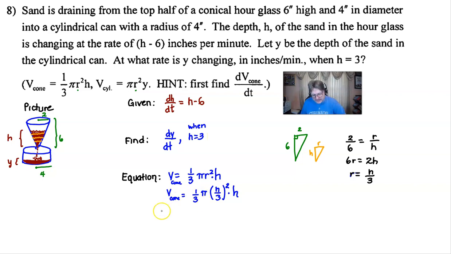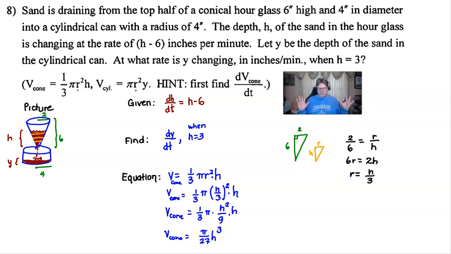And in order to take the derivative of this cone, we want to do it as easily as possible. So by all means, you guys, spend a moment, do some algebra here, right? We're going to go ahead and square out this h over 3 to get h squared over 9. And then if we work on this just even a little bit more, we're going to come up with what? Pi over 27 times h raised to the third power.